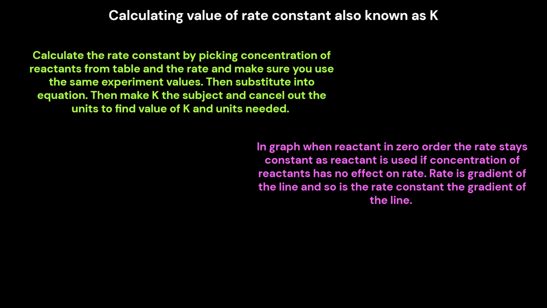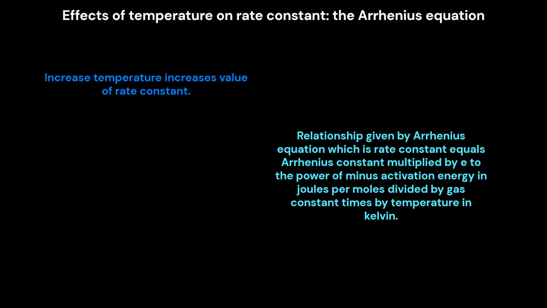In a graph, when a reactant is zero order, the rate stays constant as the reactant is used, as the concentration of reactants has no effect on rate. Rate is the gradient of a line, and so is the rate constant the gradient of a line. Effects of temperature on rate constant, the Arrhenius equation.